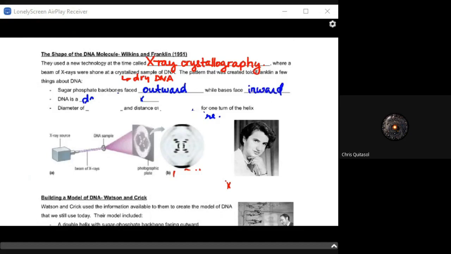This is an important distinction because the DNA itself, the genetic material that is transferred onward to offspring and used to code for proteins, is going to be found in those bases, which need to be protected, so they face inward. DNA is double-stranded, and it forms a double helix. It also has a diameter of 2 nanometers, as well as a distance of 3.4 nanometers for one turn of the helix. A nanometer is 1/1,000,000,000th of a meter.